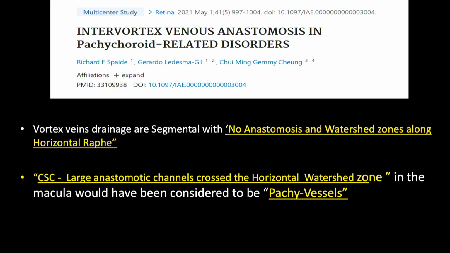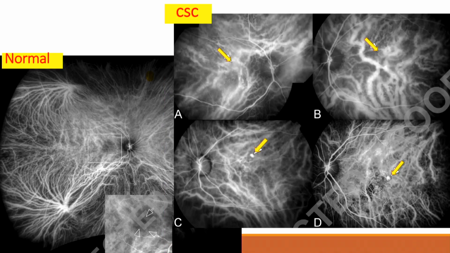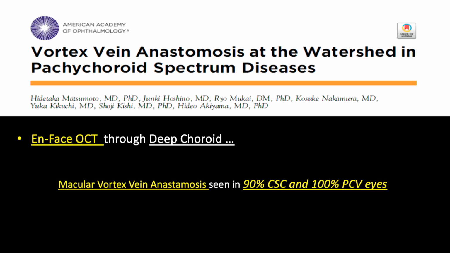So one more biomarker, very recently using ONFAS OCT, it has been shown that there is intervortex anastomosis in the choroid in CSC. There is intervortex anastomosis between the superior and inferior vortex vein systems. Normally the horizontal raphe is not obliterated. When you see CSC, you see these large caliber vessels obliterating the horizontal meridian. This is something called intervortex anastomosis.